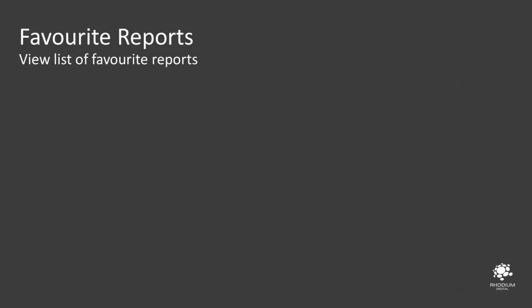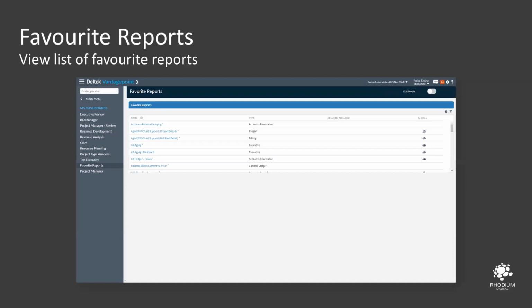The last dash part that I'd like to show you today, and there are a lot more, is a dash part which is a representation with drill down into favorite reports. These could be global favorites, they could be role specific favorites, they could be personal favorites.